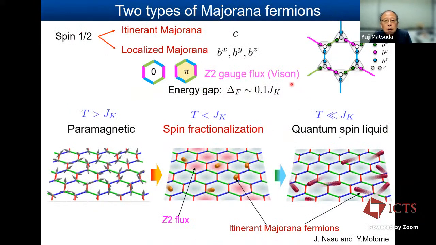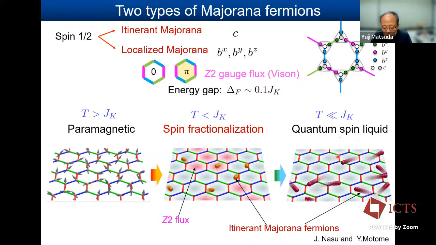So in the Kitaev spin liquid, the excitation that is localized is a Z2 gauge flux, which is called the vison. The vison has an energy gap. The vison is formed by localized Majorana. At high temperature, the system is paramagnetic. But at low temperature, below the Kitaev interaction, this fractionalization into Z2 flux and itinerant Majorana fermions occurs. And at very low temperatures, the Z2 gauge flux disappears, and itinerant Majorana fermions move around the crystal. So the quantum spin liquid state is realized.